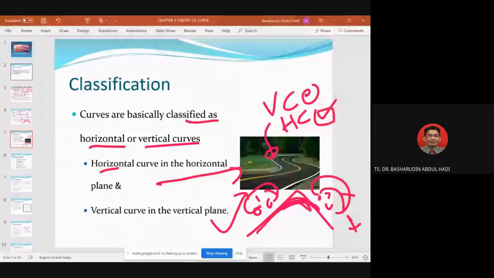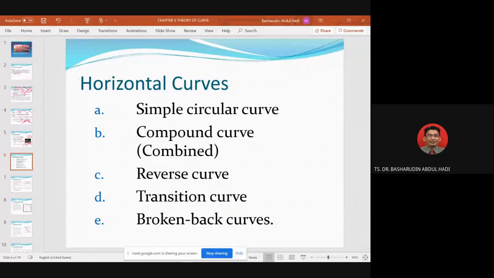Okay, next. For horizontal curves, we have five types. Simple circular curve. We are trying to teach you how to set up the simple circular curve, because if you understand the simple circular curve, it's easy for you to understand the compound curve or combined curve, the reverse curve, the transition curve, or the broken back curve. So in horizontal curves, we have five types.